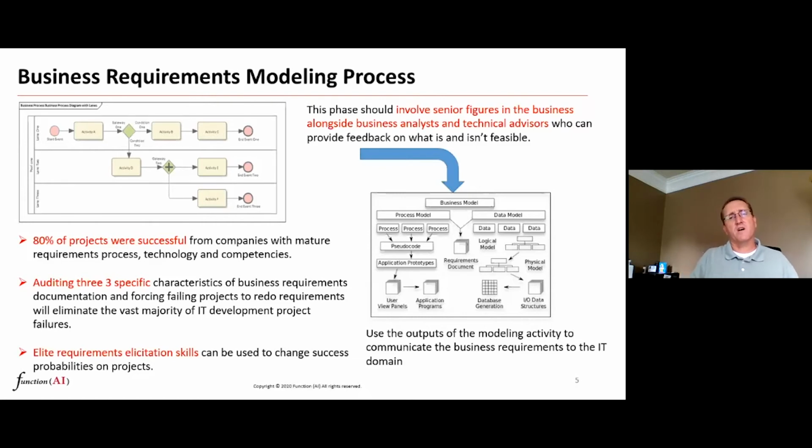Following this and having this conversation with the senior leaders and having them handhold that, the business analyst can help drive success within your project. And what we see is 80% of projects are successful with these mature requirements processes. But what does it mean to have those mature requirement processes, documenting those? One of the key elements that we found in business requirements, identifying mature processes, is an auditing of the business requirements and auditing 3 specific characteristics of the business requirements documentation.